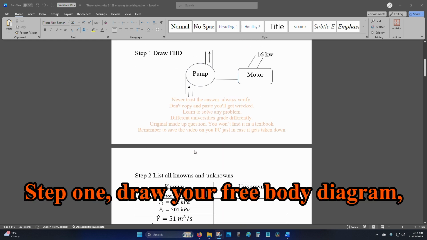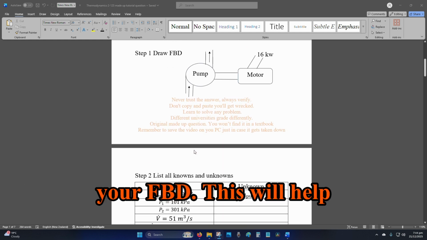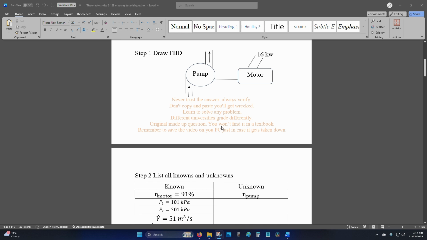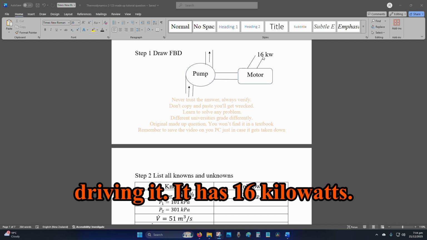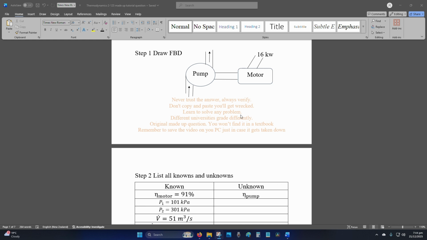Step 1, draw your free body diagram, your FBD. This will help you visualize the problem. So we got a pump, and we got a motor driving it. It has 16 kilowatts.